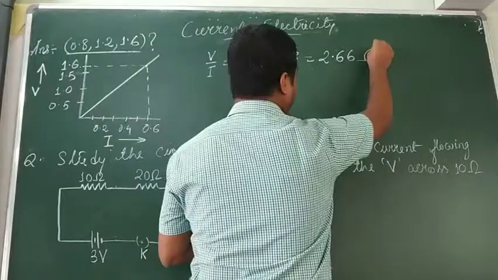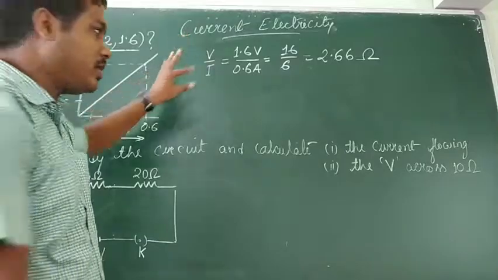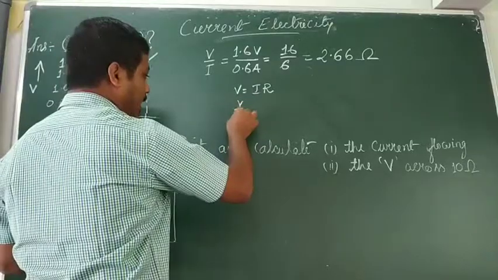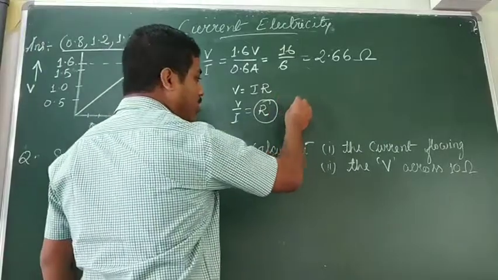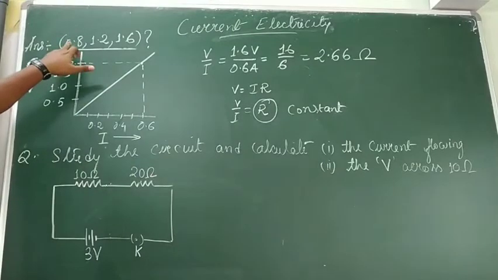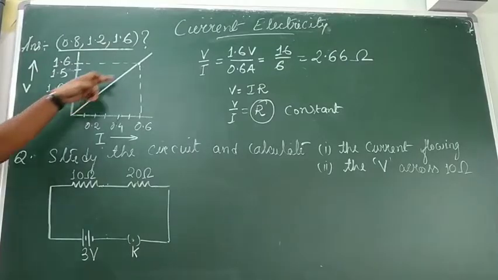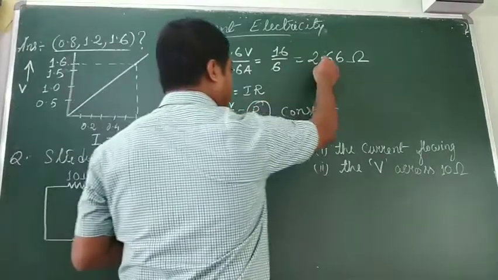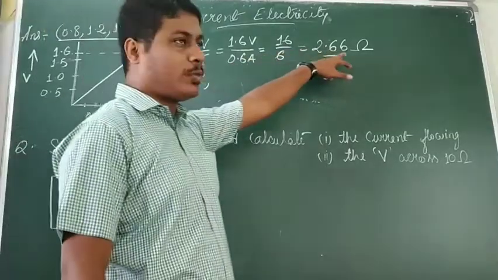V by I ratio is nothing but your ohm. Okay, because V by I is nothing but a resistance, because as we know V is equal to I into R, and if I do V by I, we'll be getting resistance. And as we know, this resistance is a constant. That means this is a fixed value. Okay. Now, same way if I calculate 0.8 and 1.2, you will be getting the same value because these values are always fixed because it is showing a linear curve. That means for 0.8 and 1.2, you will be getting the same V by I ratio, that is 2.66 ohm. We have got for 1.6 also, that is equal to 2.66 ohm.